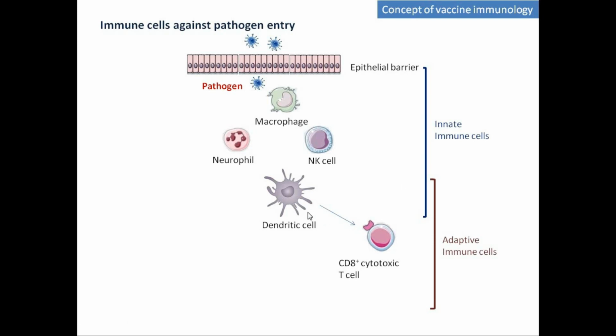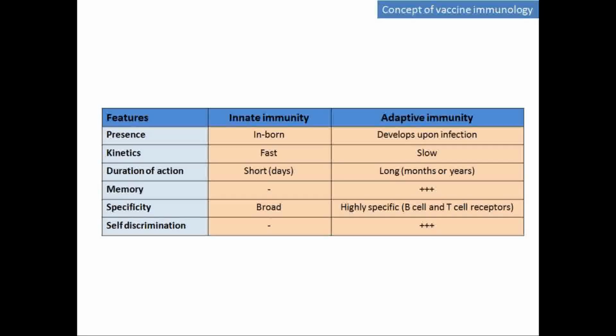This dendritic cell can activate your cytotoxic T cells, where CD8 is the surface marker, or it can activate your B cells. It's also possible that your dendritic cells can activate your CD4 T helper cells. To differentiate, innate immunity is present from birth, whereas adaptive immunity keeps on developing with respect to the type of infection involved. In terms of kinetics, adaptive immunity is slow, whereas innate immunity is fast. The duration of action of innate immunity is short, whereas adaptive immunity lasts for a longer time, which comes with the advantage of memory.